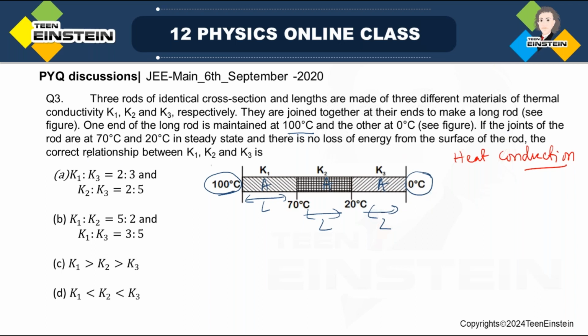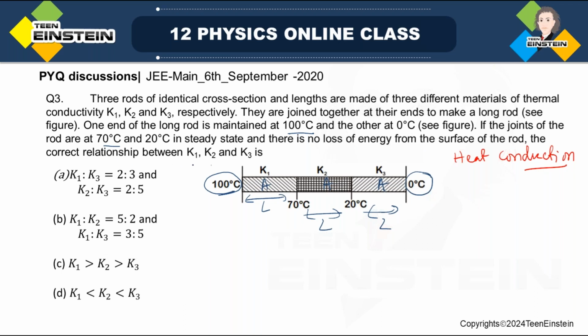If the joints of the rod are at 70 degrees centigrade and 20 degrees centigrade in steady state. Steady state means the temperature remains constant at that particular junction or joint. And there is no loss of energy from the surface by radiation. From the surface radiation can happen, so it is said that that is not happening here. So energy loss is not happening due to radiation through the surface of the rod.